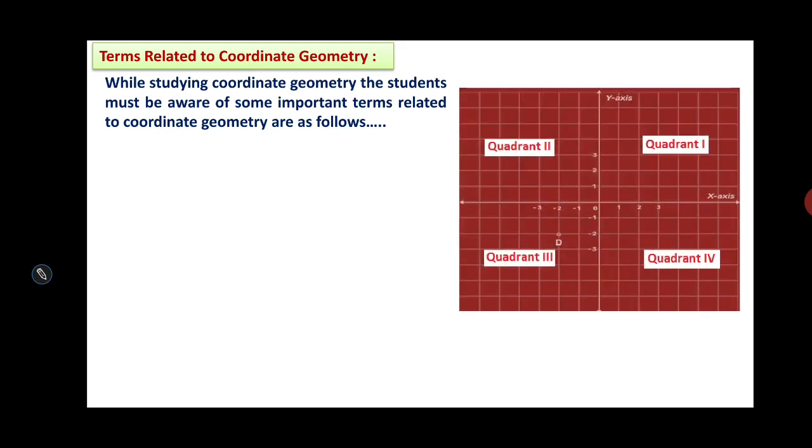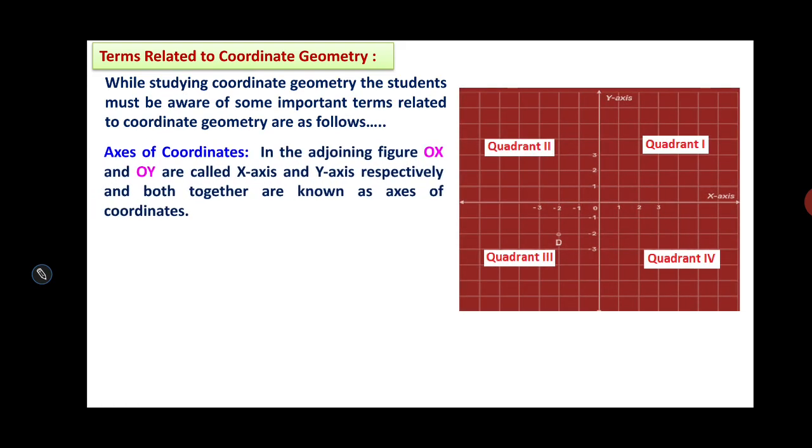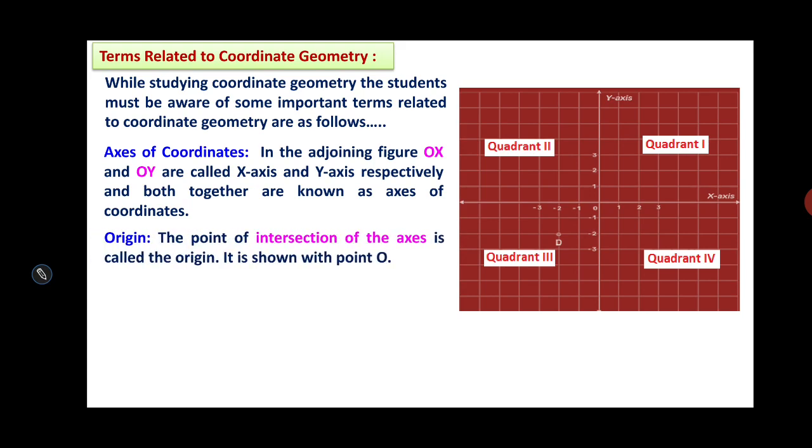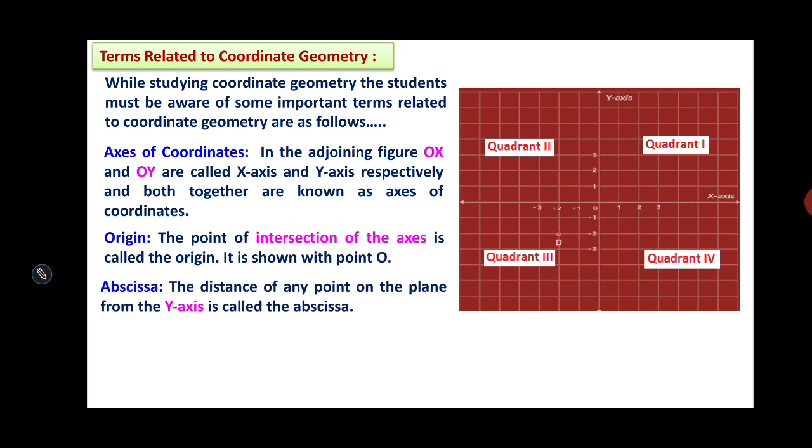Now we will continue with the terms related to coordinate geometry. While studying coordinate geometry, students must be aware of some important terms, and those are as follows. Look at this figure. Axis of coordinates: in the adjoining figure, OX and OY are called the x-axis and y-axis respectively, and both together are known as axes of coordinates. Origin: the point of intersection of the axes is called the origin. It is shown with the point O.